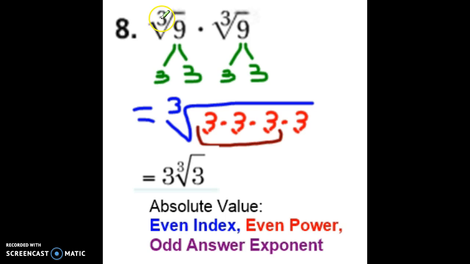In problem number 8, my index is 3 on both of these, so I can go ahead and multiply them. I'm going to go ahead and factor 9, and that's how I got these 3's. I am looking for sets of 3's to come out. So I have one set of 3's. That's where that 3 came from. This 3 stays under the radical. And I don't need to use absolute values because my index is odd.